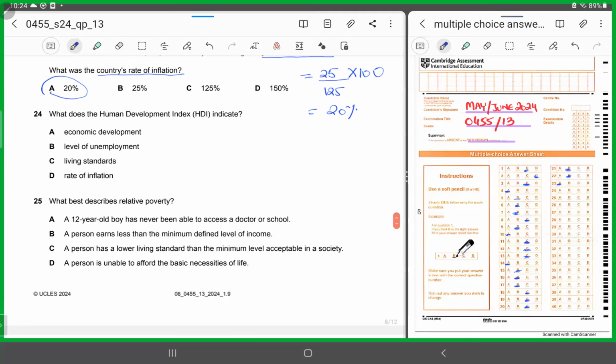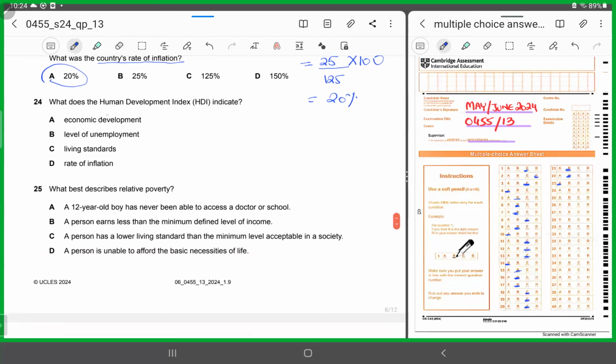Number 24 says, what does the HDI, the Human Development Index, indicate? So come on, give me the definition for HDI. HDI is a measure of living standards, which takes into account income, education, and life expectancy. So come on, what does HDI indicate? Economic development, level of unemployment, living standard, rate of inflation. Excellent. It indicates living standards. The definition says it, right? So for 24, it has to be C.